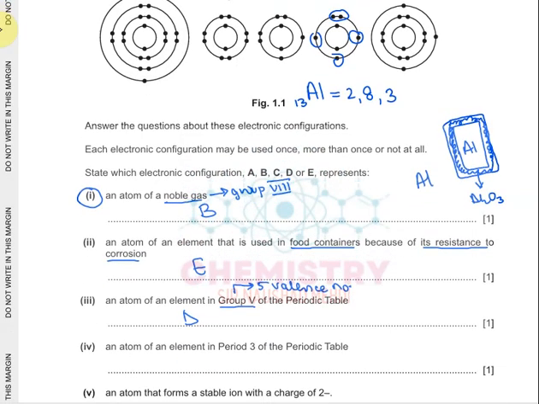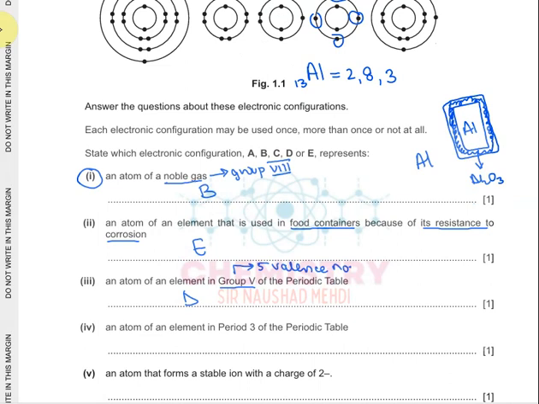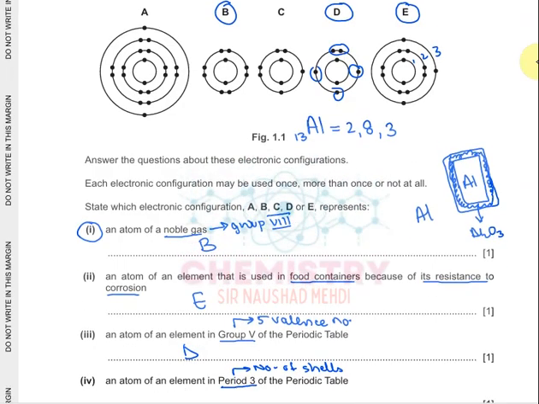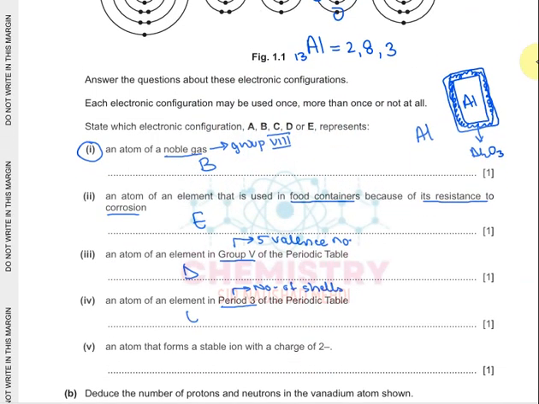Now in the next part, it is saying an atom of an element in period 3 of the periodic table. The period number tells you about the total number of shells which are present in an atom. So you have to see which element is having a total of 3 shells. The first one is not, B is not also. In option E again, you can see there are 3 shells, 1, 2 and 3. So it means that it would be present in the third period of the periodic table. So E is again the answer.